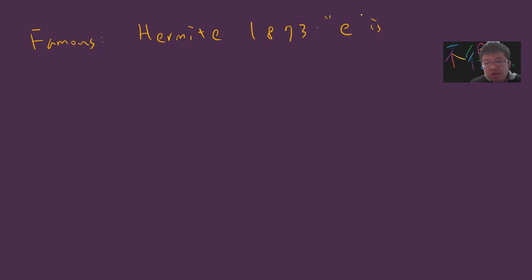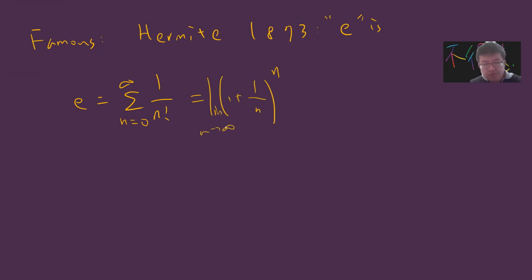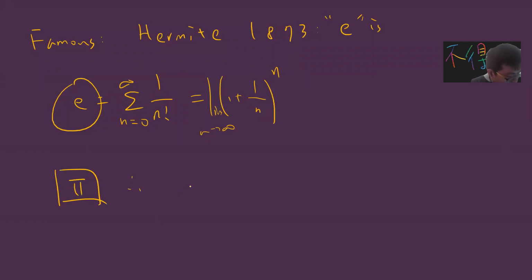So the famous results, let me just talk about a bit of history. The famous result first is Hermite's proof that e is transcendental, where e is defined to be the summation of 1 over n factorial from n equals 0 to infinity, or you can use the calculus limit. So this number will not be a root of any polynomial. The second is proving pi is transcendental, which is more difficult. I think it's by Lindemann.